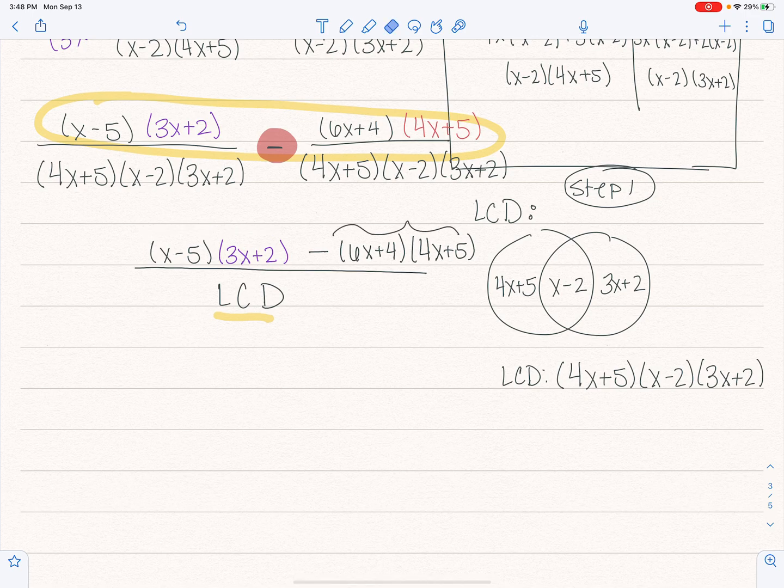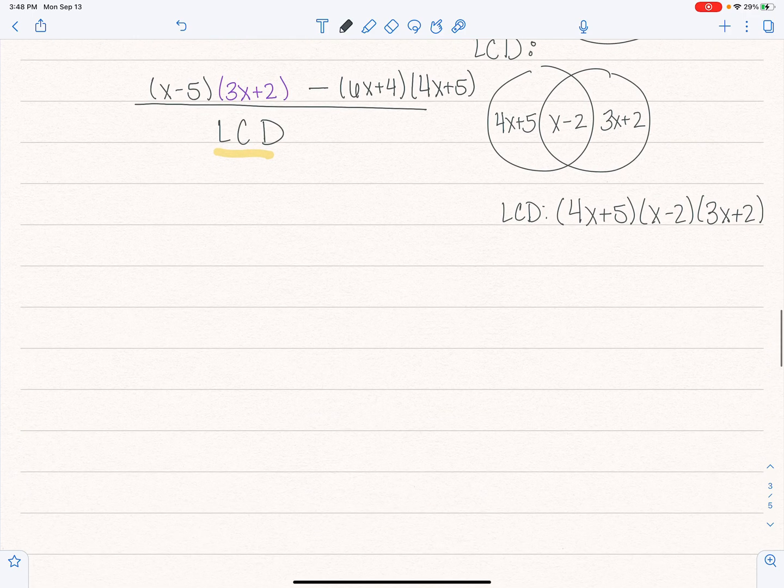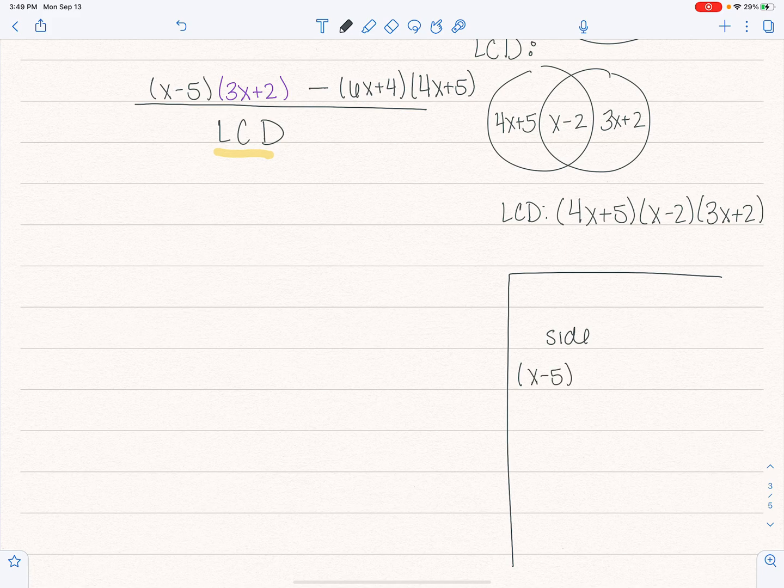All right, so now to simplify these, we need to do a whole bunch of foiling, a whole bunch of combining like terms. So I'm going to actually kind of work off to the side. So we'll call this the side. I need to FOIL x minus 5, 3x plus 2. So first, outer, inner, last. First is going to be 3x squared. Outer is going to be 2x. Inner is going to be minus 15x. And then last is going to be minus 10.